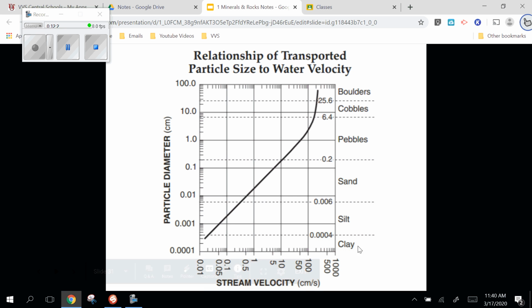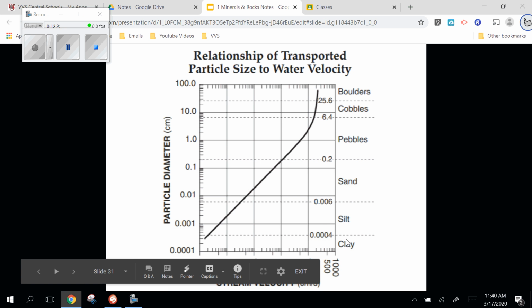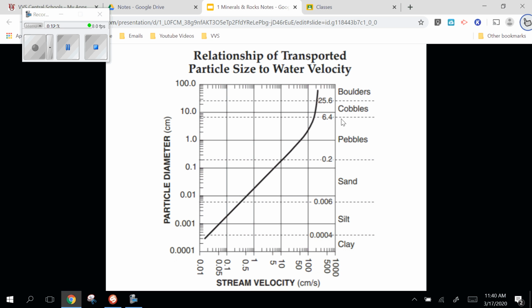You can see over here, clay particles are less than 0.0004 centimeters. Silt is from 0.0004 up to 0.006. Sand from 0.006 to 0.2, pebbles from 0.2 to 6.4, cobbles from 6.4 to 25.6, and then anything greater than 25.6 centimeters is going to be your boulders.